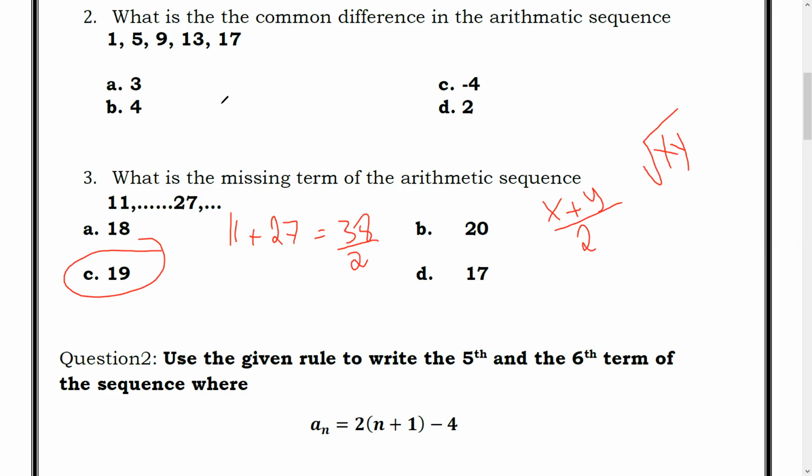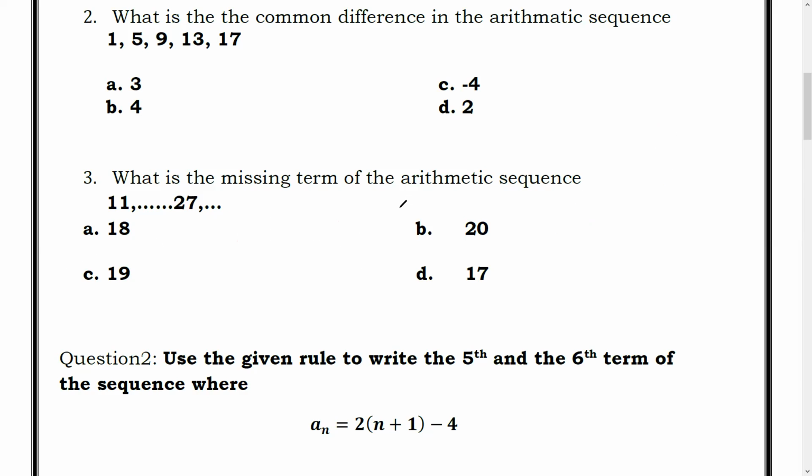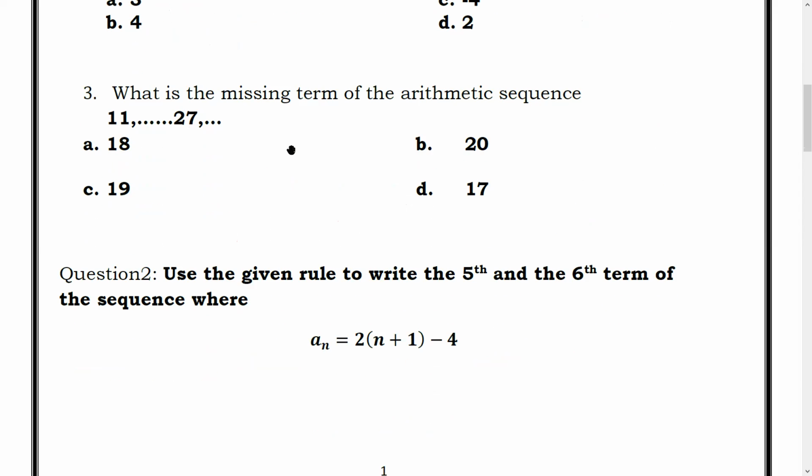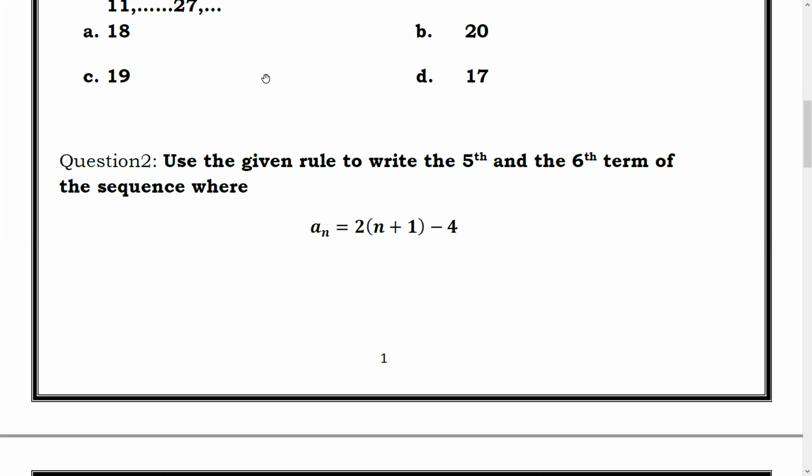Now, question number 2. Yes, Rose. Use the given rule. Write the fifth and the sixth term of the sequence where a sub n is 2 times n plus 1 minus 4. Okay, we will make a sub 5 equal to 2 times 5 plus 1 minus 4, which is 2 times 5 plus 1 minus 4.